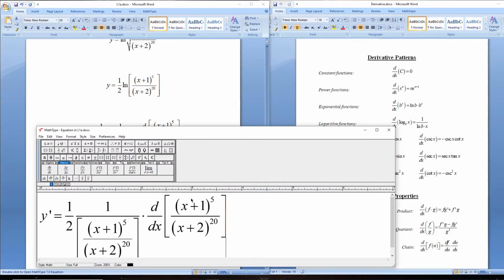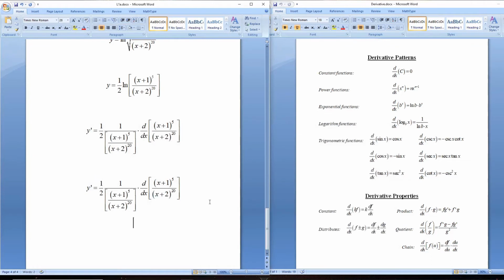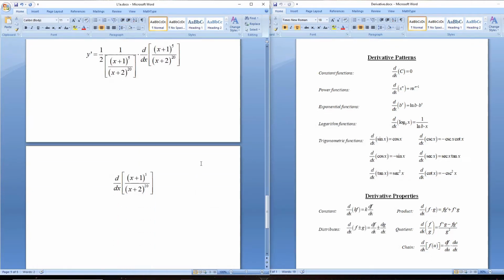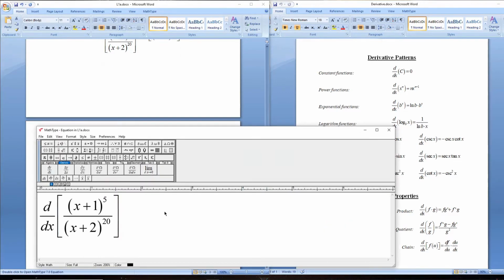So this derivative here, notice there is division in it. So let's deal with this separately, because this is where the quotient rule is. And so we'll call this then our f and g.